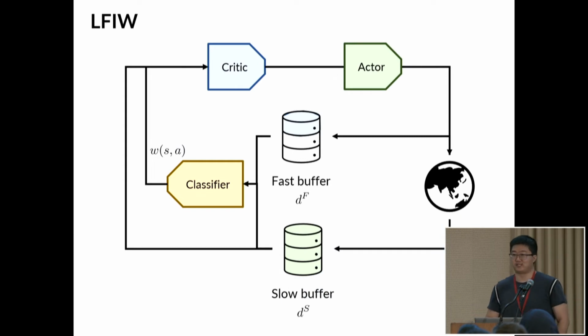So the way we do this is as follows. We constitute the fast buffer and the slow buffer. We train a classifier to classify whether a sample is from the fast buffer or from the slow buffer. And after training this classifier, we can use it to reweight our critic and then use the updated critic to proceed with training the actor.